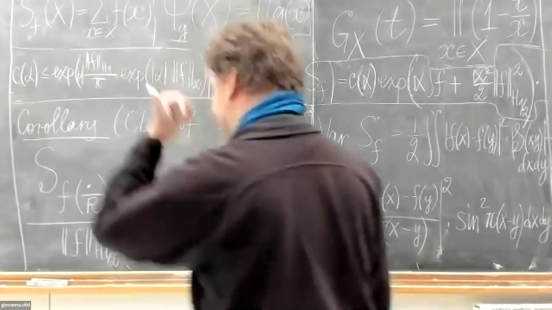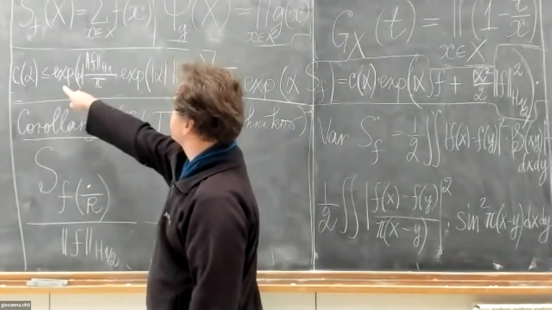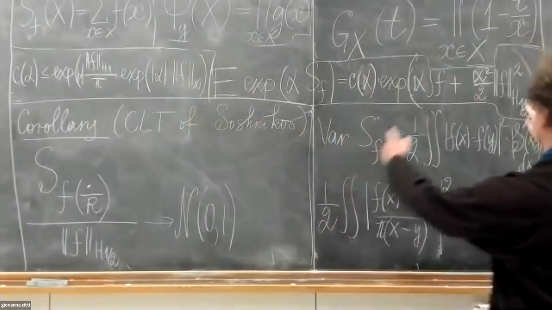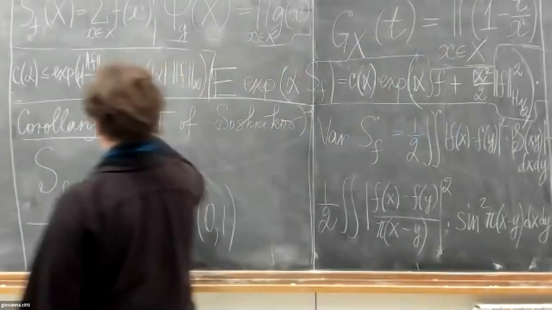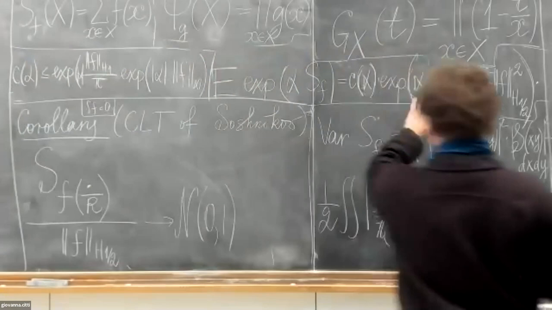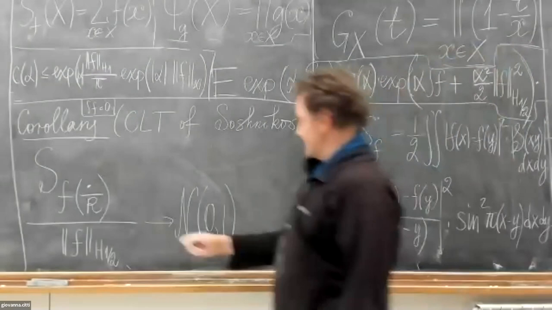In fact, when I made this division by r, this C of alpha goes to 1 because of this H1. And these quantities do not change. Well, we assume the integral of f is 0. So if the integral of f is equal to 0, then this quantity doesn't change, and this quantity indeed goes to 1 for any fixed time.